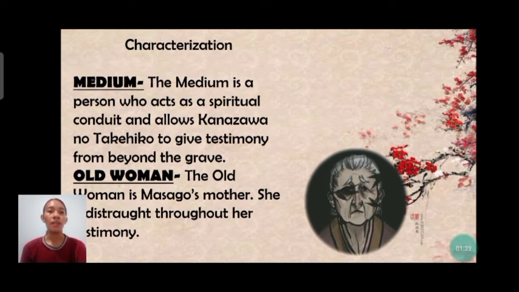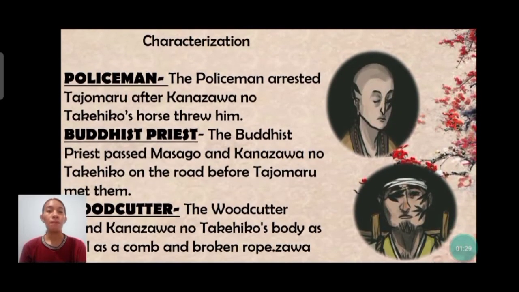Another is the old woman. The old woman is Masago's mother. She is distraught throughout her testimony. The policeman arrested Tajimaro after Kanazawa no Takehiko's horse threw him. Another is the Buddhist priest. The Buddhist priest passed Masago and Kanazawa no Takehiko on the road before Tajimaro met them. Another is the woodcutter. The woodcutter found Kanazawa no Takehiko's body as well as the comb and the broken robe in the scene of the story.